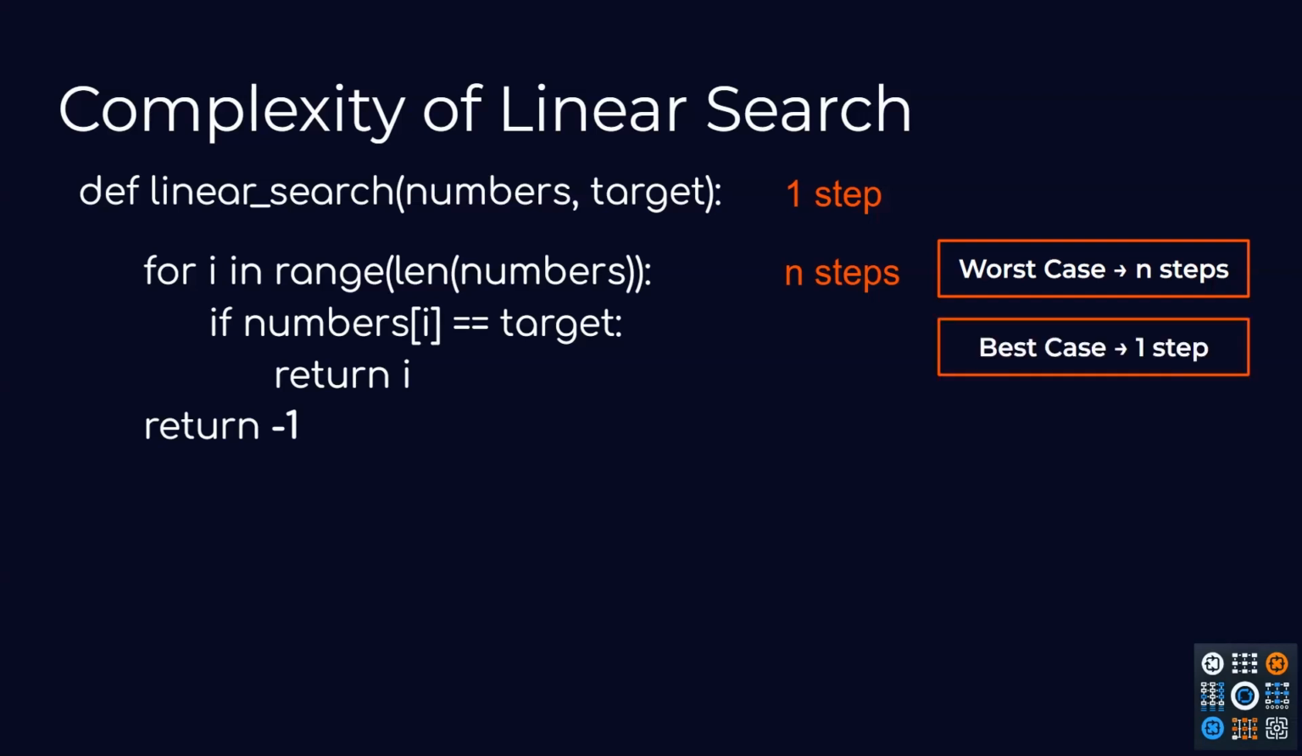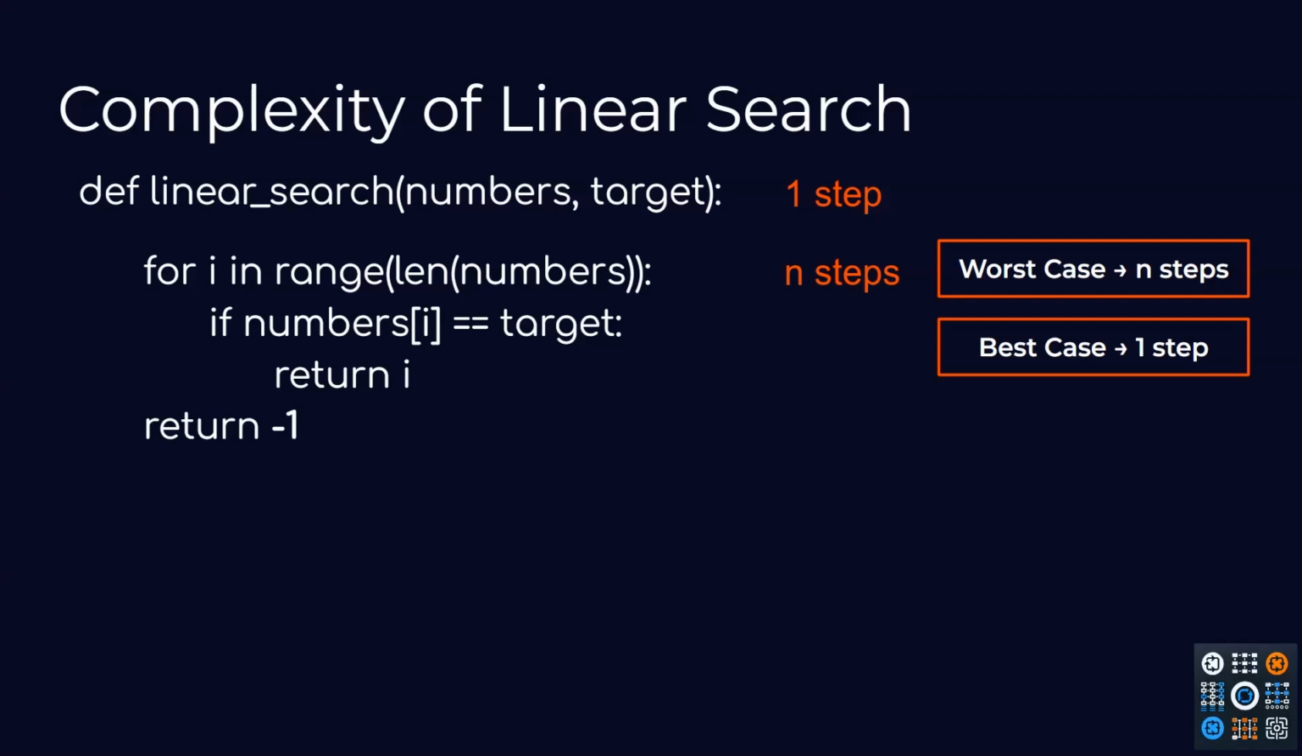The best case happens when the target is found at the very first position in the list. In this scenario, the loop only needs to run once, taking just one step. In the exercise, you will be able to play with these cases.